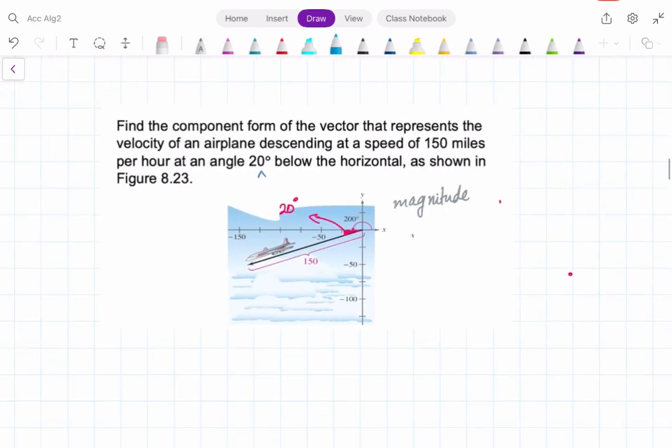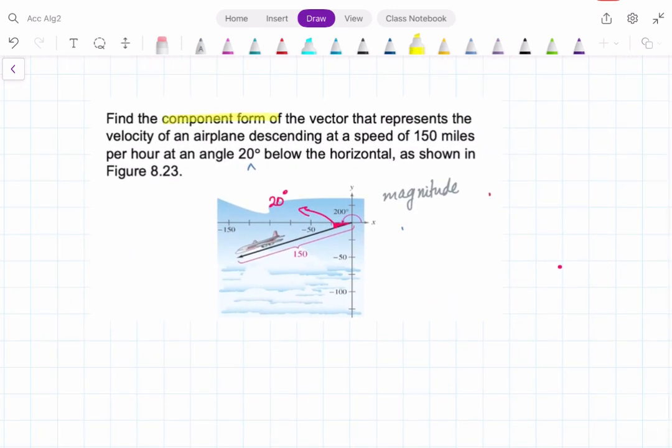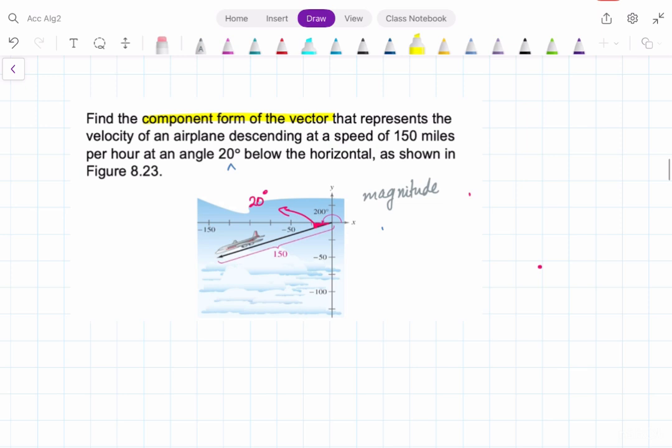Now read the word problem slowly. What they are asking for: find the component form of the vector that represents the velocity of the airplane descending at a speed of 150 miles. So descending means it is going down. So 150 miles per hour. So magnitude is given as 150 miles. And the angle is given as 20 degrees. So that means we are talking about the directional angle.